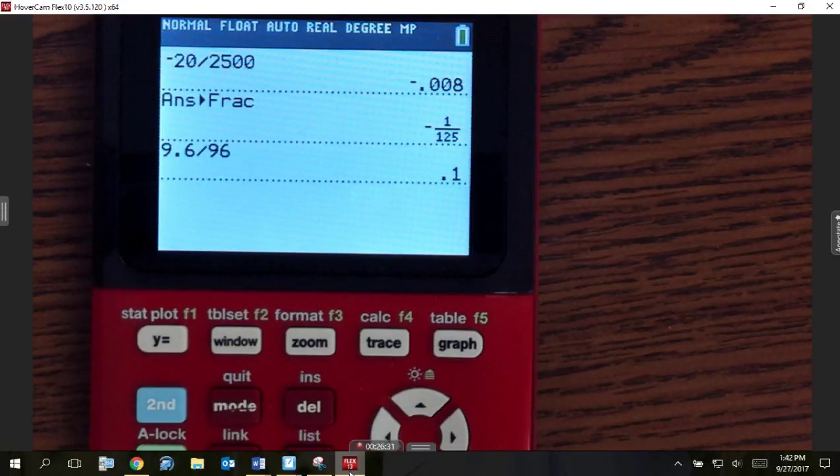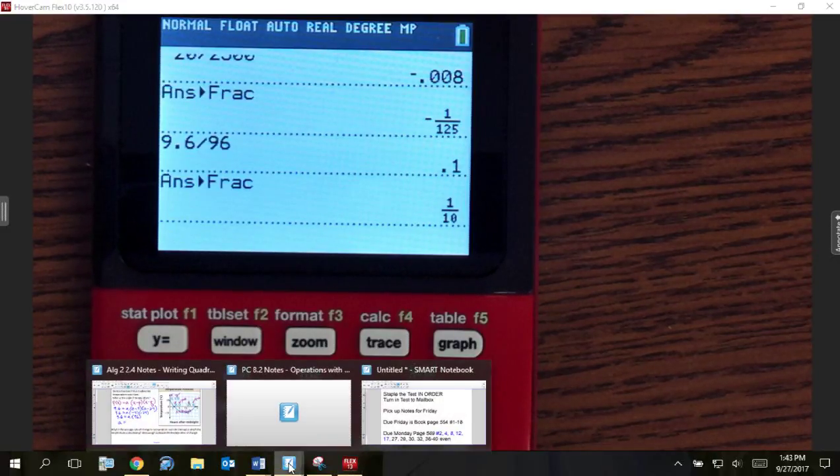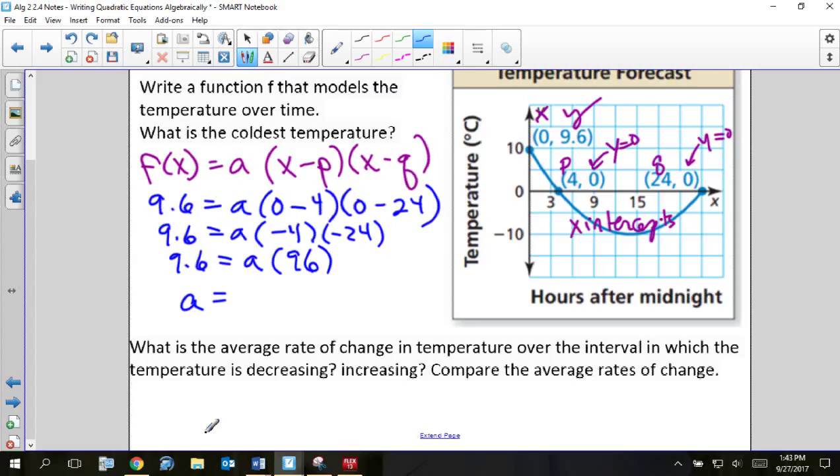Okay, so I got 0.1. If you want that as a fraction, you do math enter, which is 1/10. But I'm actually going to use it as a decimal for this one. Why would I put this one as a decimal? Because the other point is already in decimal form.